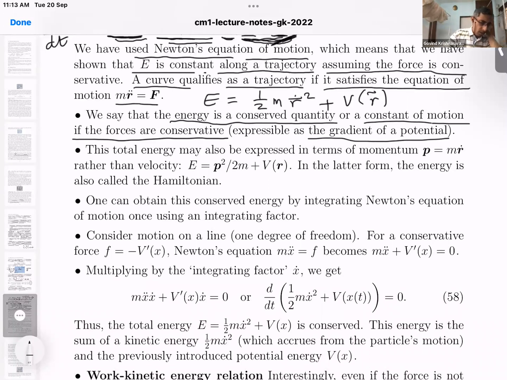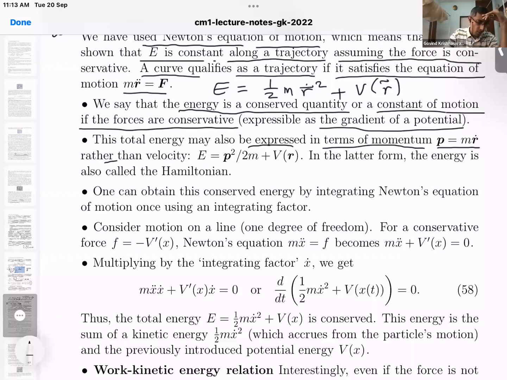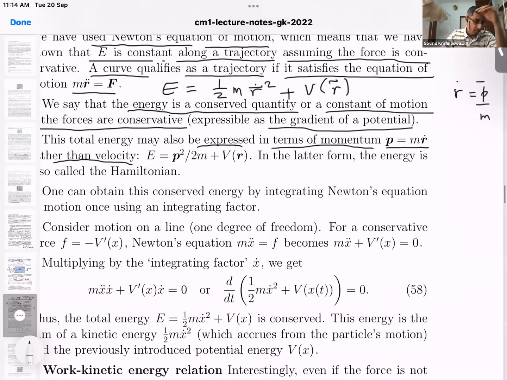This total energy is sometimes also expressed in terms of momentum, P equal to m r dot, rather than velocity. So if we do that, we replace the velocity by P upon m. And when we do that, the energy becomes P squared upon 2m plus V of r. This is just another way of writing the energy, now as a function of position and momentum. Previously, we wrote it as a function of position and velocity. They are basically the same thing, with different variables being used.